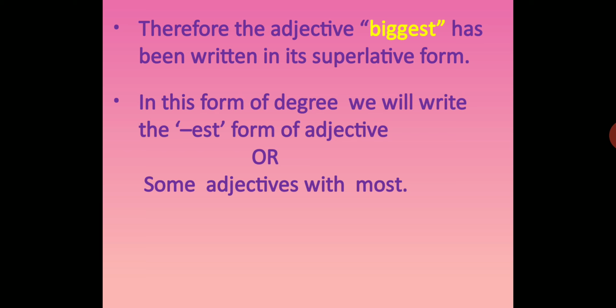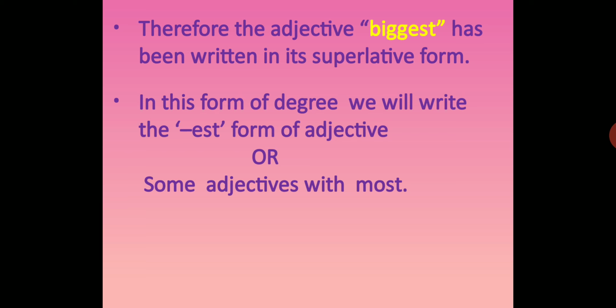So the adjective will be in its comparative form, and we will do some changes to write the comparative form of the adjective. And what changes? We add er and make g double. So the comparative form of big becomes bigger.